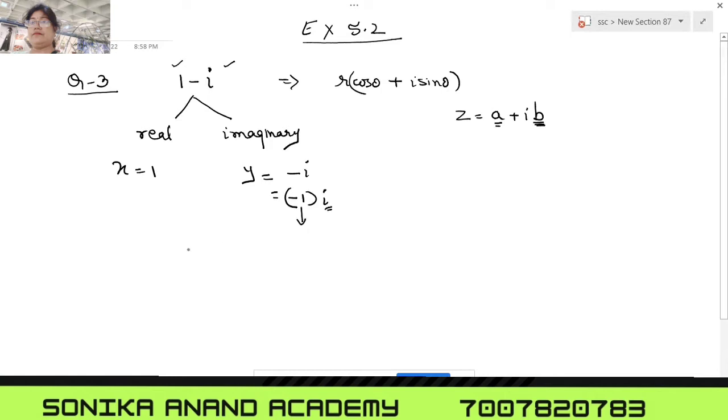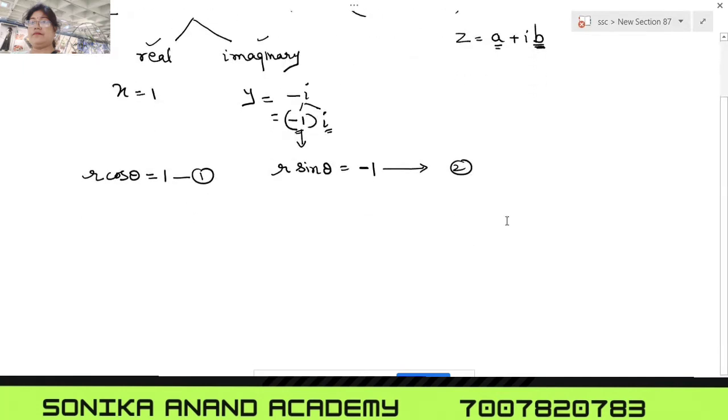Understood? Now we equate r cos theta is equal to 1. Similarly, r sin theta, not I, is minus 1. Understood or not? Meaning you have to separate into real and imaginary, then separate the coefficients. Okay? Now, this is equation 1 and this is equation 2. Listen attentively for some time, then note it down. Now square both of them and add them. Clear?